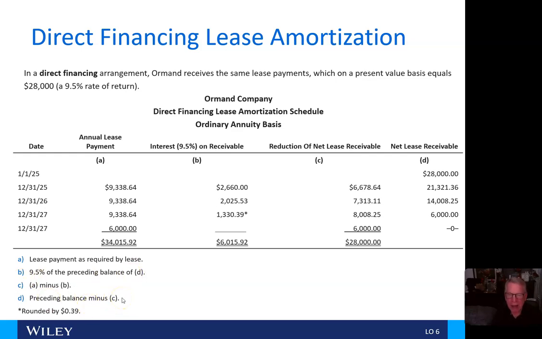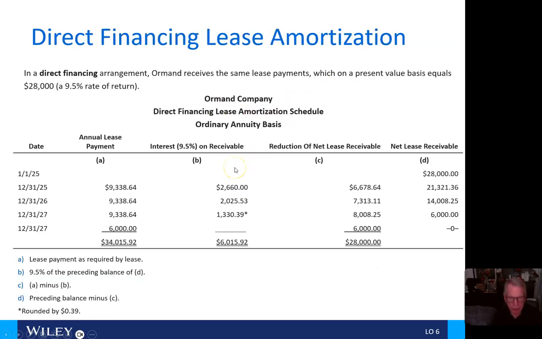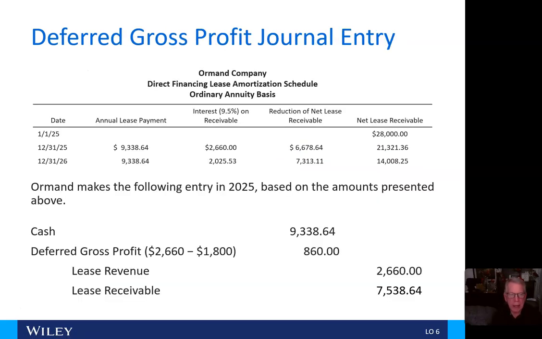Going back for a second to the amortization schedule for a direct financing lease under an ordinary annuity. We'll go back all the way here. Here is what the direct financing lease amortization schedule looks like with an ordinary annuity basis.